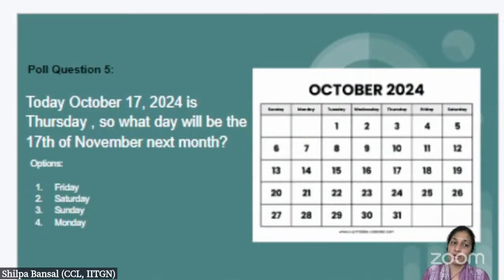If we know today is Thursday, 17 October 2024, what will be 17 November 2024? Can you tell me without seeing the calendar? What will be 17 November 2024? Remember, the calendar repeats, the days repeat after 7 days. So everywhere it repeats.